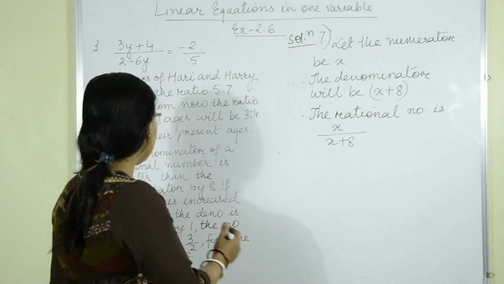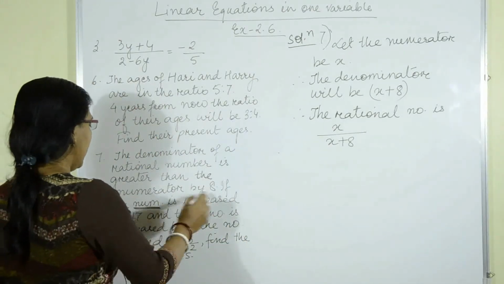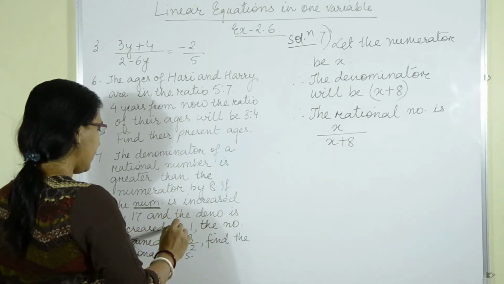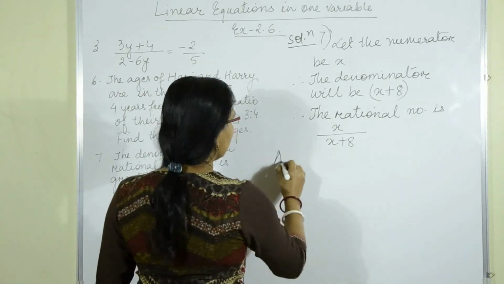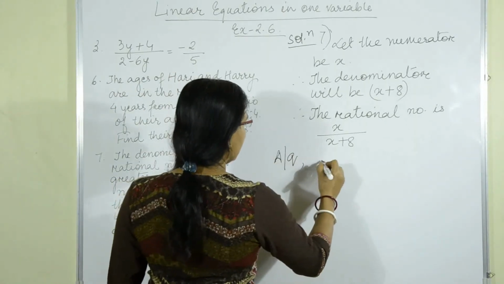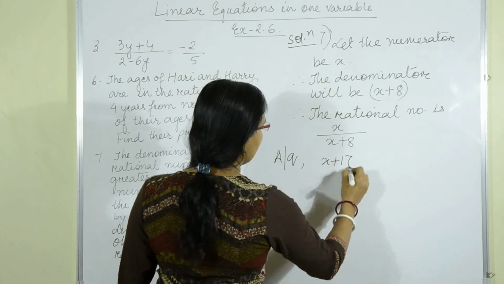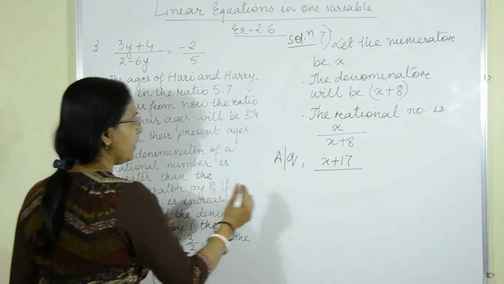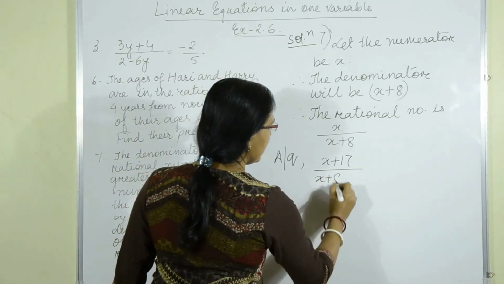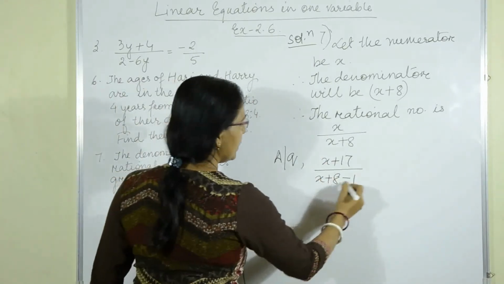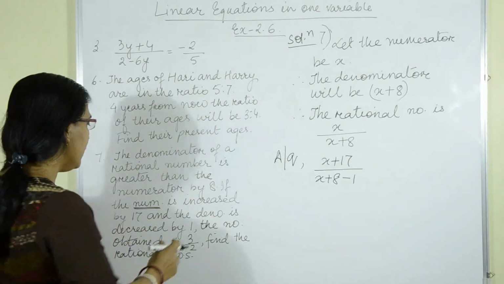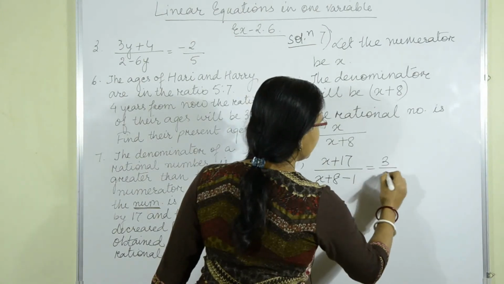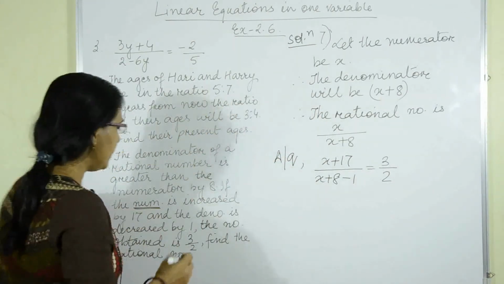Now, if we see the question out here, if the numerator is increased by 17 and the denominator is decreased by 1. So, according to the question, the numerator is increased by 17. So, I am adding 17 here, and the denominator is decreased by 1. This is the denominator and I decrease the denominator by 1. Then the number obtained is 3/2. Right. This is what the question says.